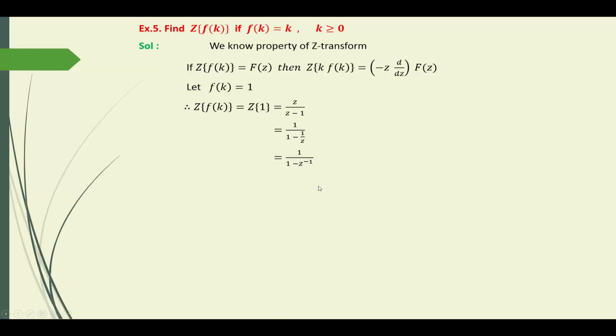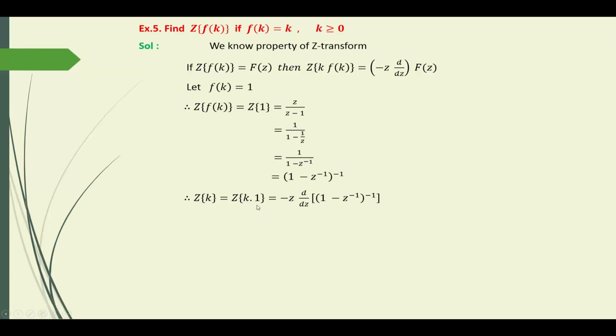Now this term in the numerator becomes (1 minus z raised to minus 1) bracket raised to minus 1. So the z transform of 1 is (1 minus z raised to minus 1) raised to minus 1. And therefore, find the z transform of k.